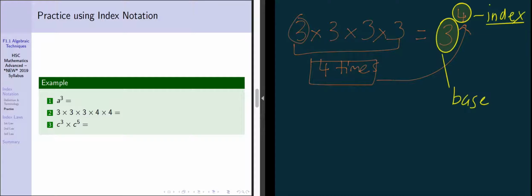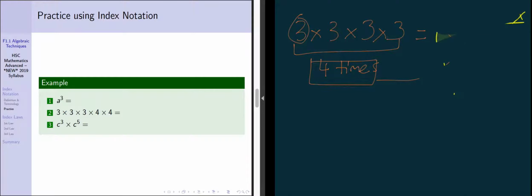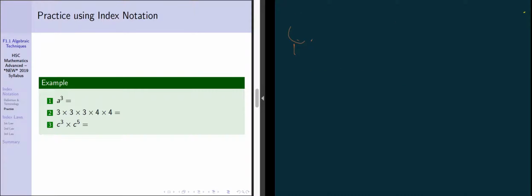So now we'll do some examples using the index notation. If we start off with the first question, we have a to the 3. Here I'm aiming to convert from index notation to expanded form. So this becomes, of course, a, the actual number, the base, being multiplied by itself how many times? Well, the index tells me how many times, so it would be 3 times. So it's a times a times a. That should be pretty simple.